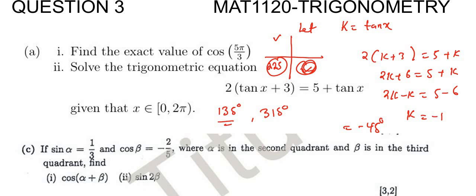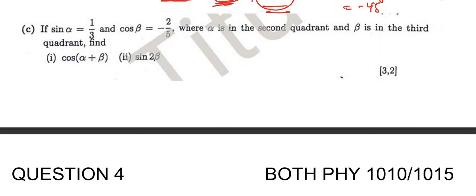Yeah, so these were supposed to be your two answers for number 2. In between 0 to 360, the only place where tan can give us -1 is in the second quadrant when we're using 135, or in the fourth quadrant when you use 315. So that's basically what you needed to do there.